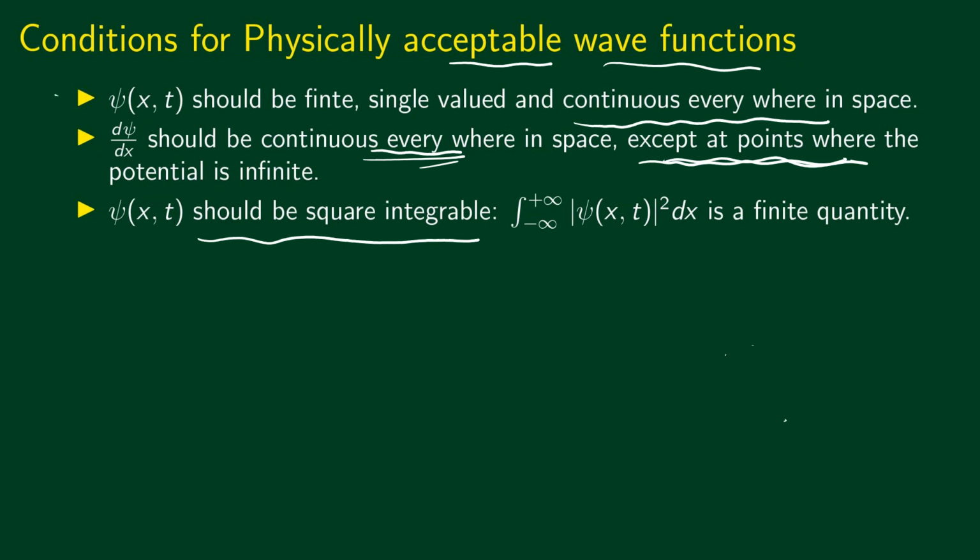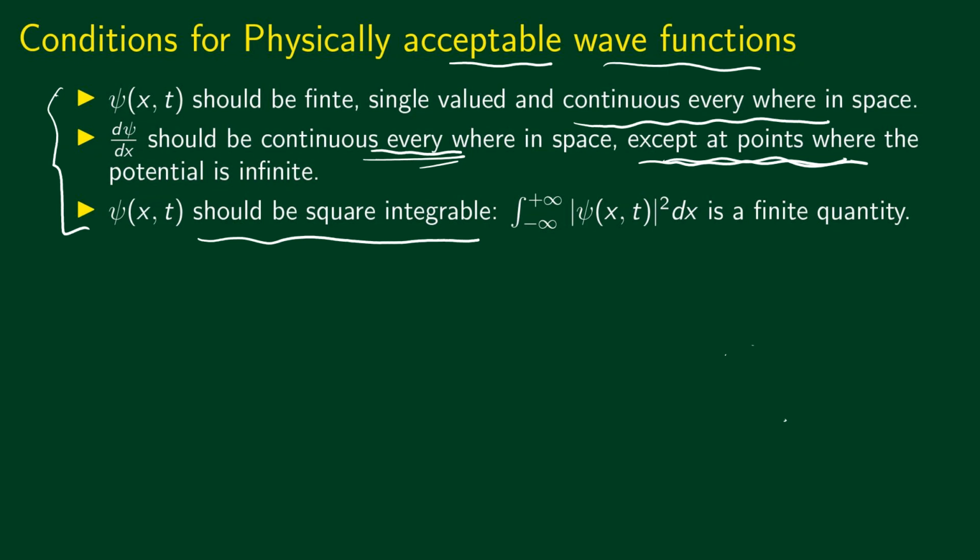So if a function needs to be a physically acceptable wave function, then all these conditions have to be satisfied. If these conditions are not satisfied, then the function we have cannot be a physically acceptable wave function.